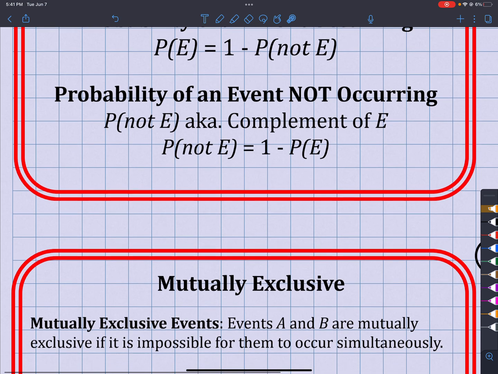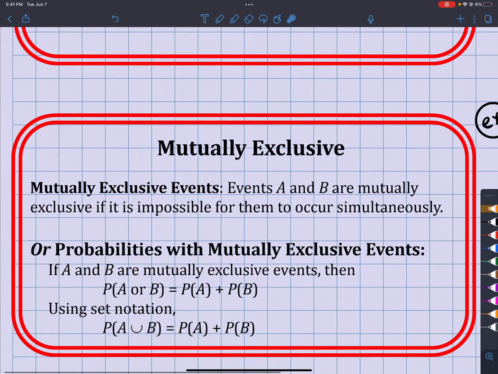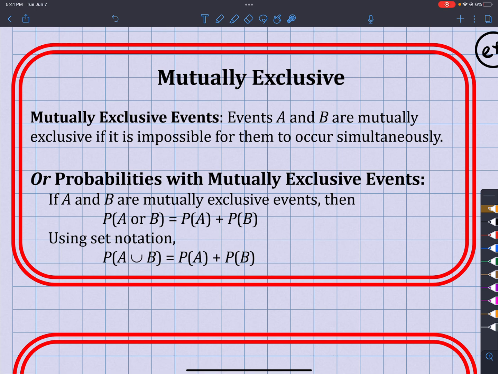So the part that you have to worry yourself about is mutually exclusive. On mutually exclusive, it is impossible for them to occur simultaneously, so at the same time. It is impossible for two events to happen at the same time. And these are all going to be or statements, so that's why they're adding, okay? So if that's not possible, then you're just adding the two probabilities and that's it, okay?